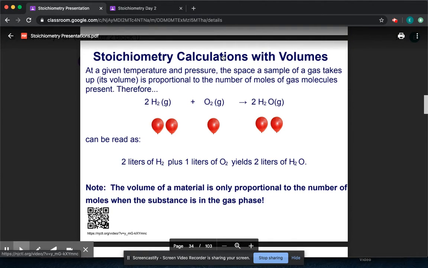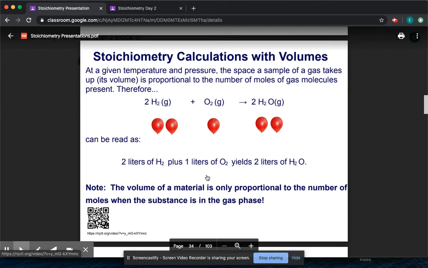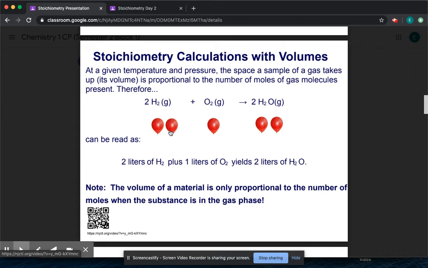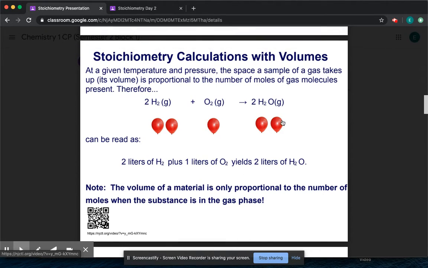But when we're talking about gases, things can get a little confusing. Because if we convert, instead of saying moles, we say liters, which is what they say here: you have 2 liters of hydrogen plus 1 liter of oxygen, and that makes 2 liters of water. Some of you may get confused with this. How can you have 2 liters of this and 1 liter of that, but only get 2 liters of water at the end?